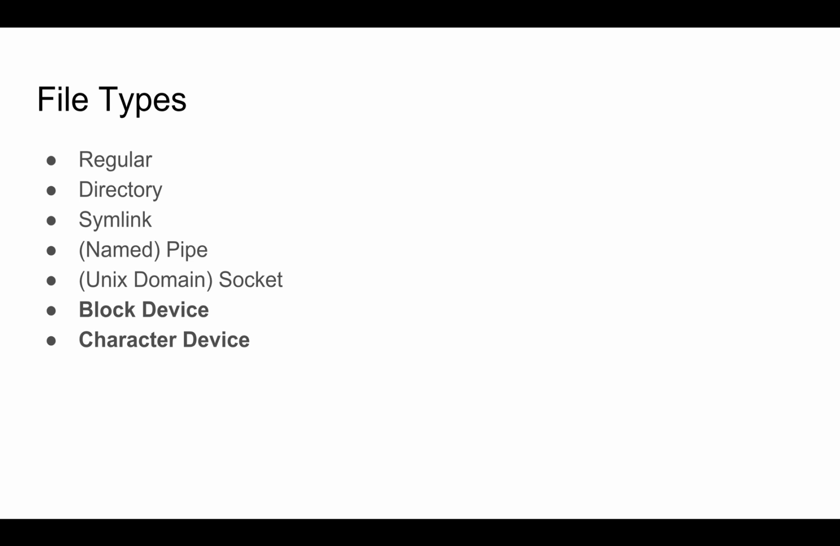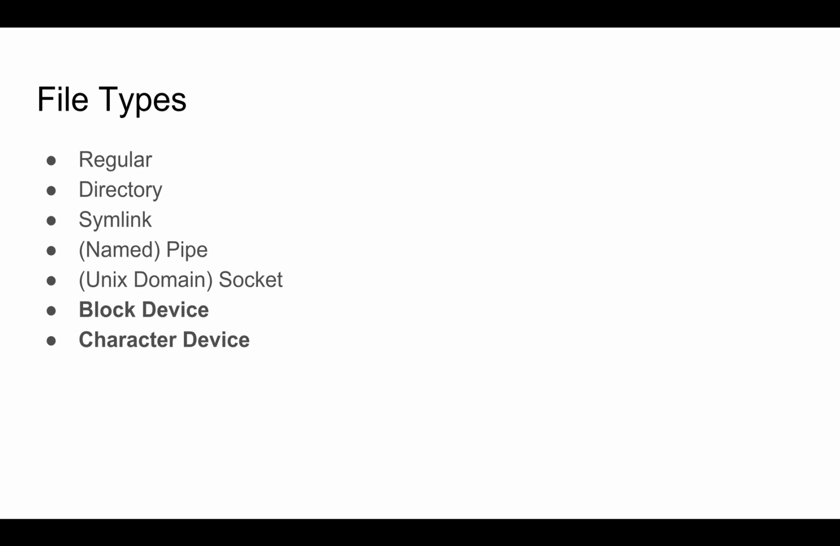The last two types of file are often clumped together, and they're called device files. Device files are files which represent hardware devices. The file system in a Unix system is pretty pervasive. You may have heard the phrase "everything is a file," which I'm actually going to talk about in a minute.